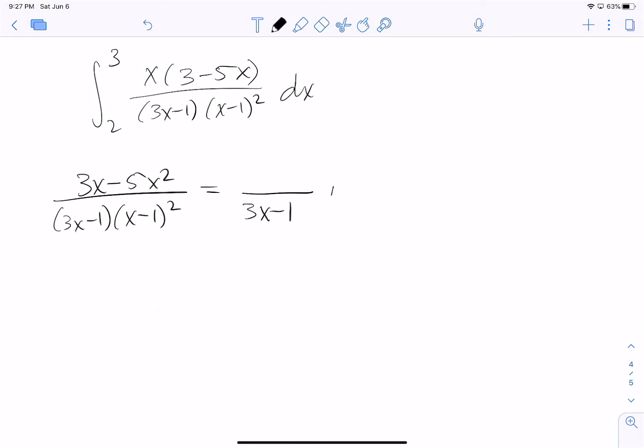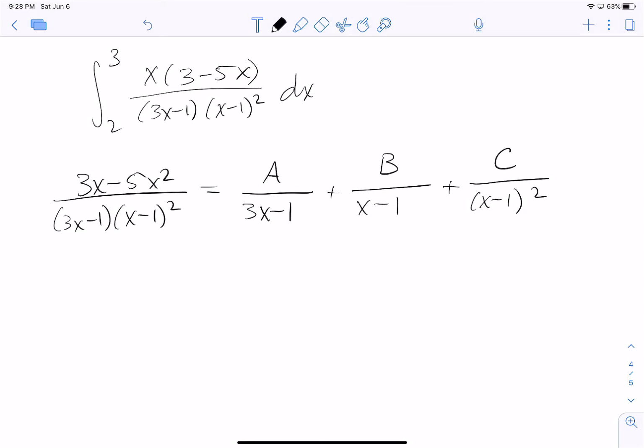Therefore, I need to have one fraction that has a denominator of x minus 1 and another fraction that has a denominator of x minus 1 the quantity squared. Each of these denominators, or bases of denominators, is linear, so we need constant numerators. I now have a over 3x minus 1 plus b over x minus 1 plus c over x minus 1 the quantity squared.